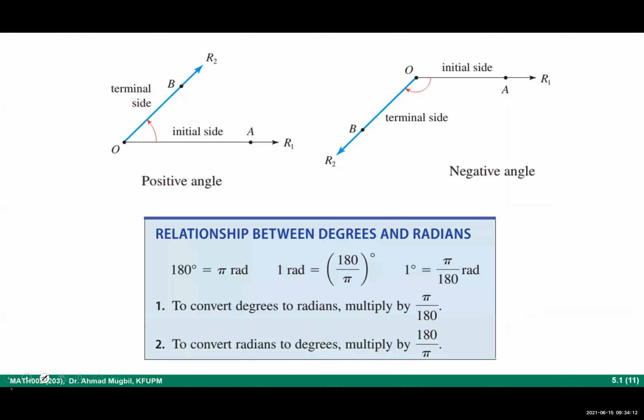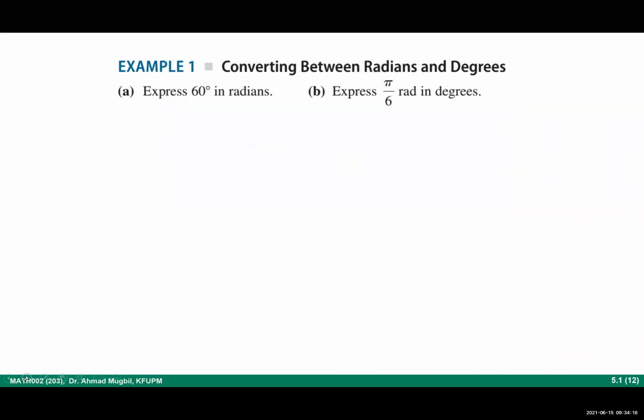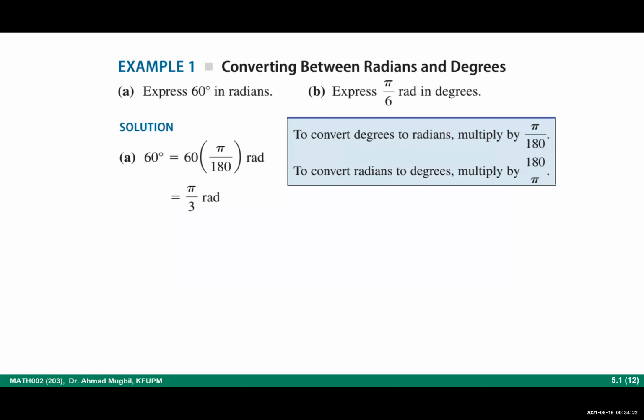Of course, shabab, I don't know why this is repeated. I need to erase this. Okay, express 60 degrees in radians. What will you do? You will multiply by what? By pi over 180. So it will be pi over 3. So now you should write that 60 degrees is pi over 3 radian.